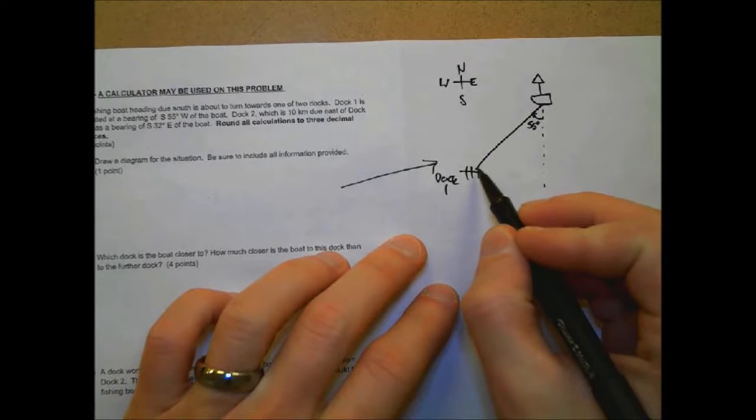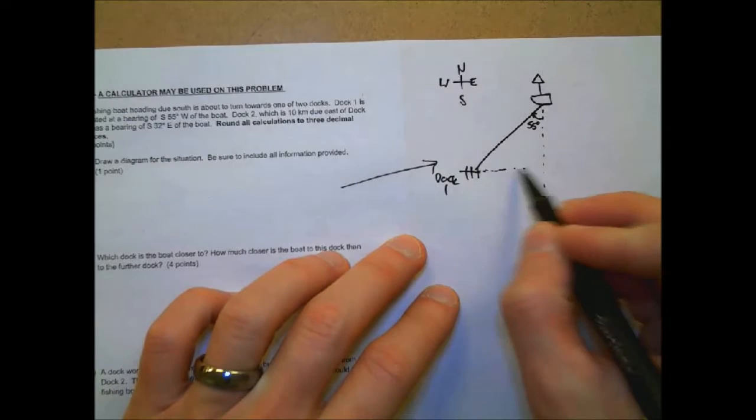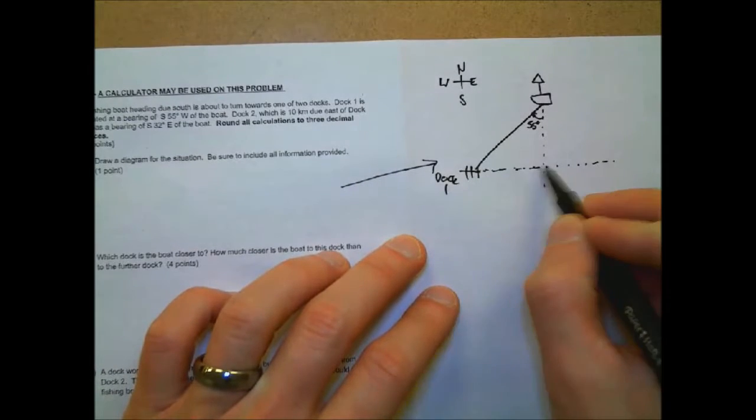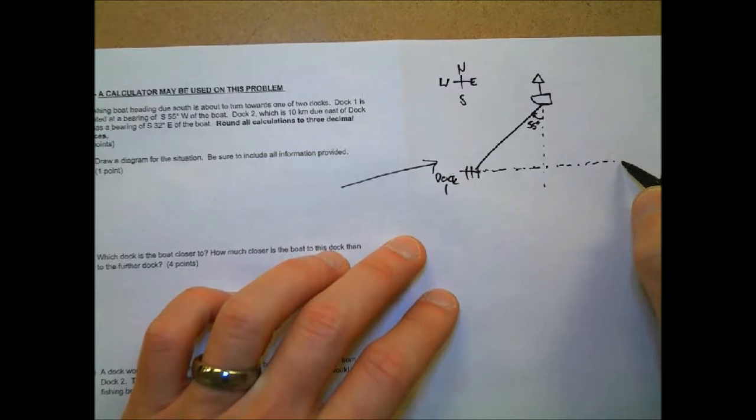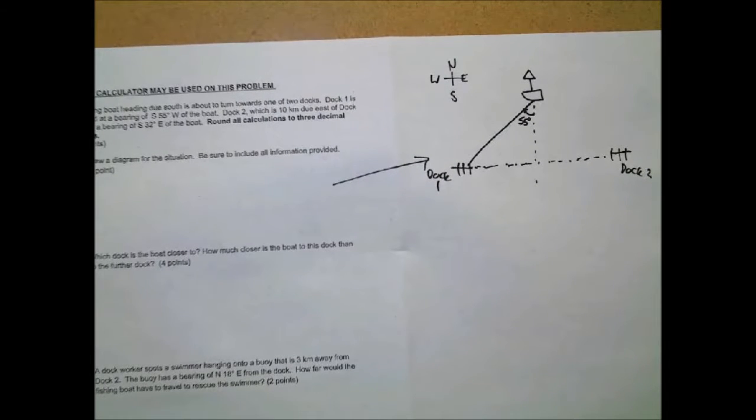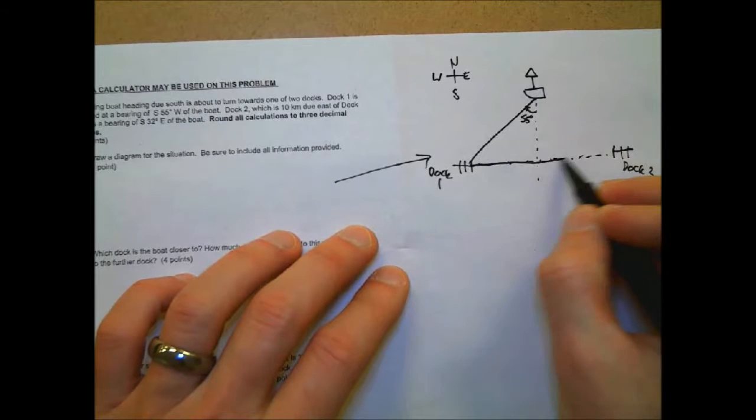Then dock 2 is located 10 kilometers due east. Due east means it's exactly to the right, so exactly, not up or down at all. So horizontally from dock 1 is dock 2 here. And I'll draw an equally crappy dock 2, so dock 1 won't be jealous. Okay, there's dock 2. And that's 10 kilometers, so we'll just go ahead and finish off the bottom piece there.